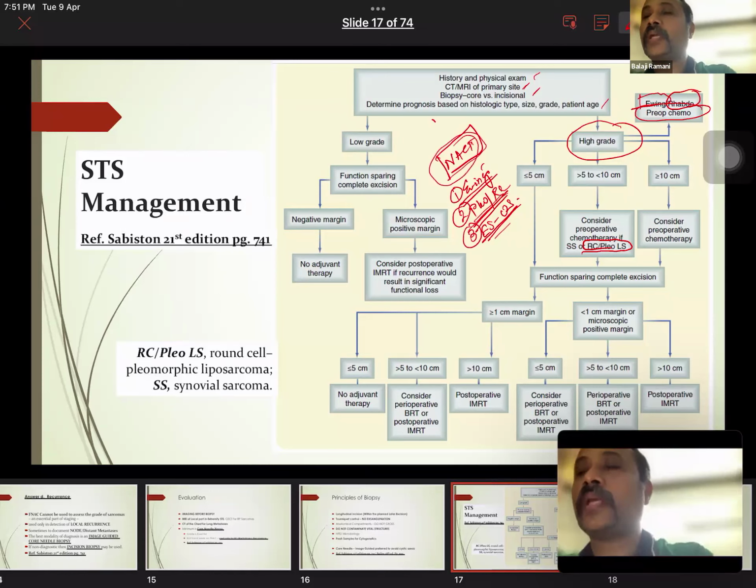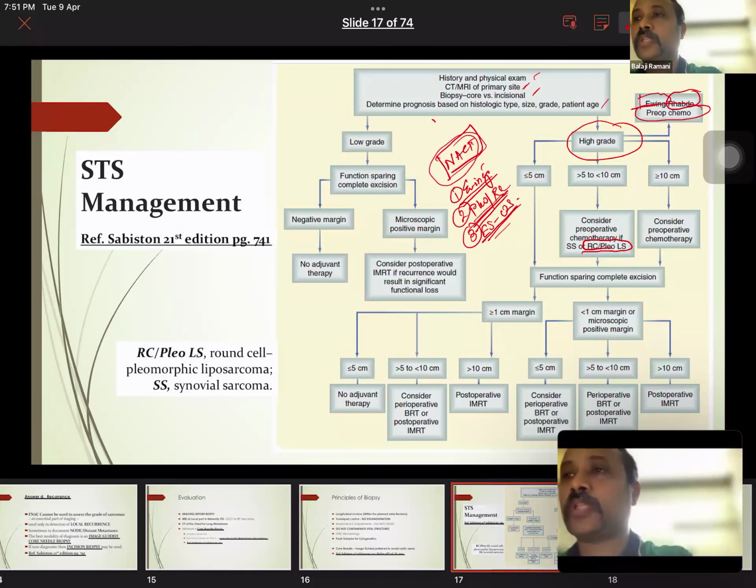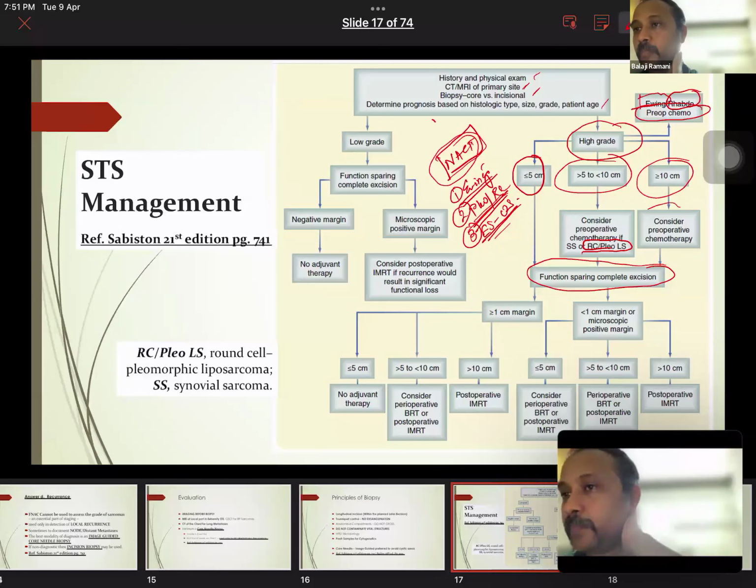All these cases you can consider going in for neoadjuvant chemotherapy. And even in a high grade, suppose it is a very small tumor, less than 5 centimeters, basically a T1 high grade stage 2 tumor, then you can usually excise it with good margins. So function sparing excision will be feasible. Between 5 to 10 is doubtful, but more than 10, definitely you should consider preoperative chemotherapy. And after that, you have to go for excision.